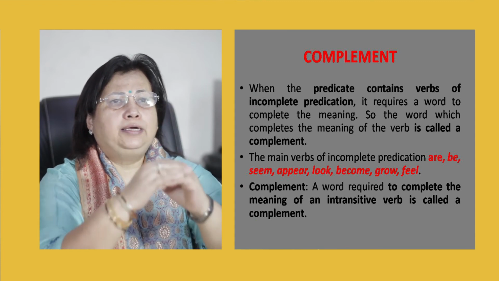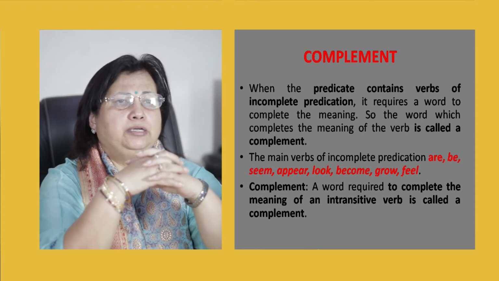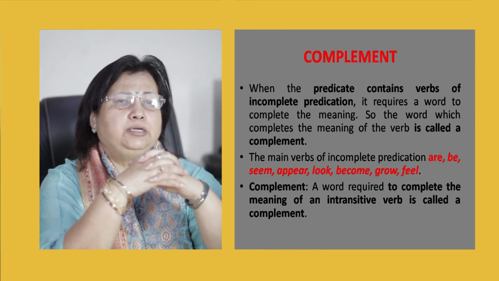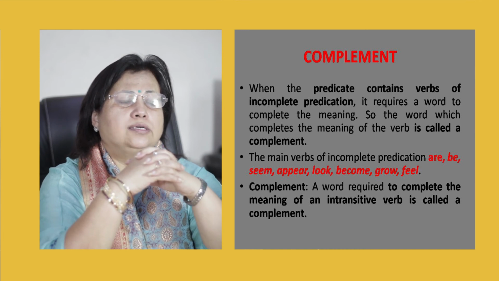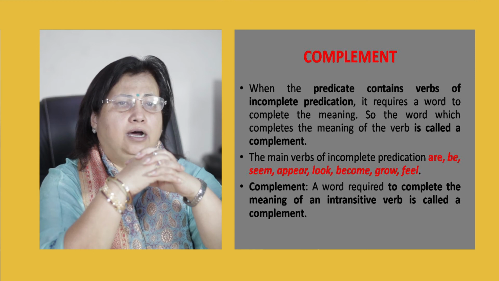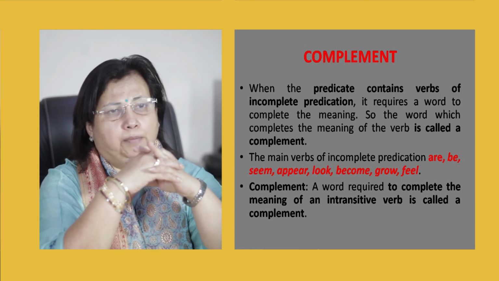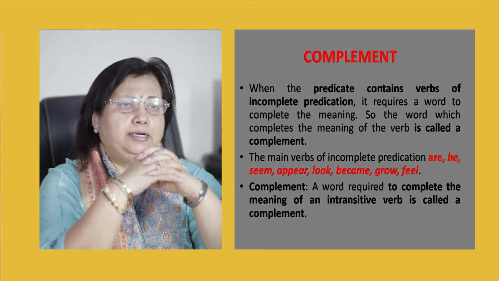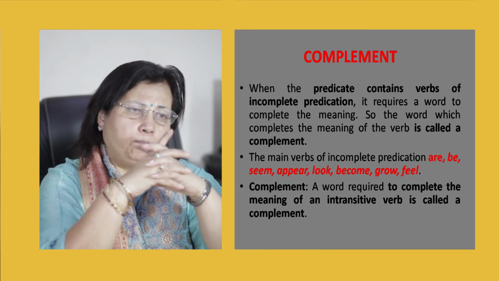Complement. When the predicate contains verbs of incomplete predication, it requires a word to complete the meaning. So the word which completes the meaning of the verb is called a complement. The main verbs of incomplete predication are be, seem, appear, look, become, grow, feel. A word required to complete the meaning of an intransitive verb is called a complement.